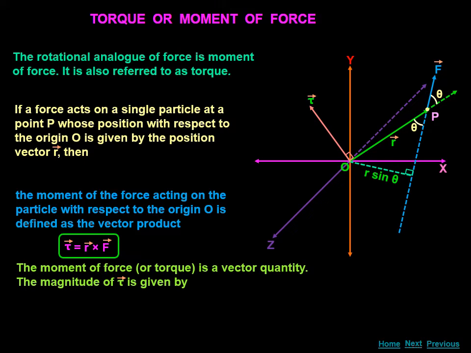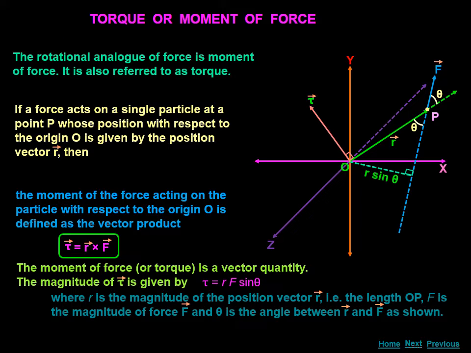So the moment of force is a vector quantity, and the magnitude of this vector quantity torque is given by torque equals r F sin theta, where r is the magnitude of the position vector r vector, and this is represented by this length OP in this diagram. F is the magnitude of force or force vector, and theta is the angle between r vector and F vector as shown in this diagram.